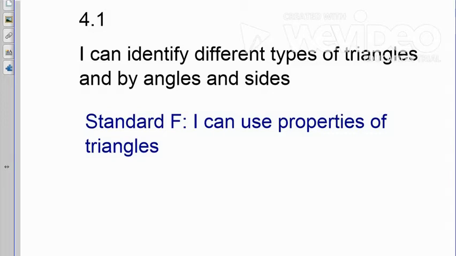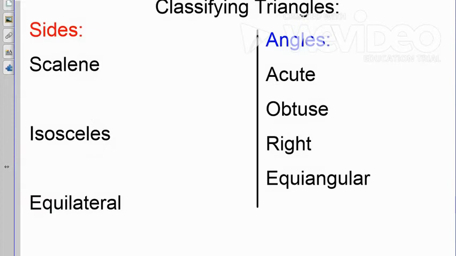Okay, so section 4.1 is: I can identify different types of triangles by angles and sides. So this is applying triangle sum properties. This is what this section is called, applying triangle sum properties. So we're going to go over some things by just reviewing how to classify triangles. There's two ways we can classify triangles, by their sides or by their angles. If you guys remember a little bit from the first, I think we talked about triangles a little bit, maybe not. But if we didn't, we can talk about classifying triangles by their sides.